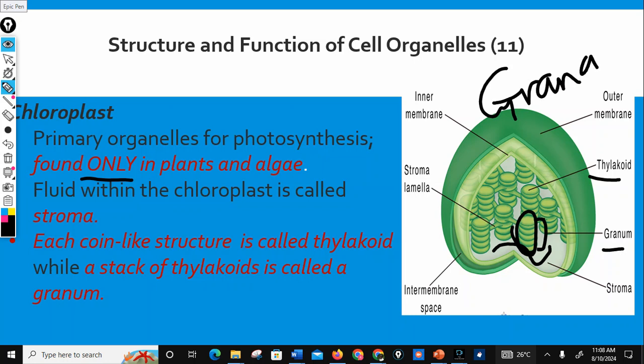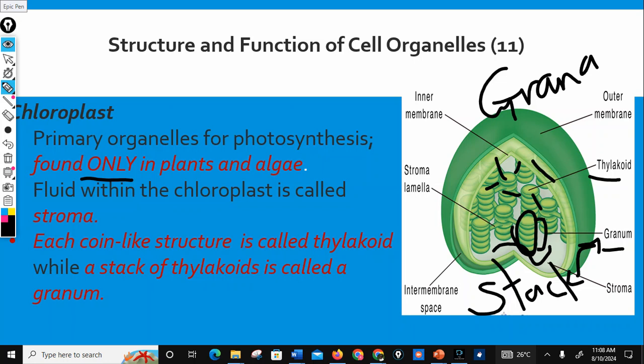These thylakoids are called thylakoid discs, and then there is this structure that connects them. We call it the lamella. It connects each stack of thylakoids. So the stack of thylakoids is called the granum, and this lamella connects each granum.